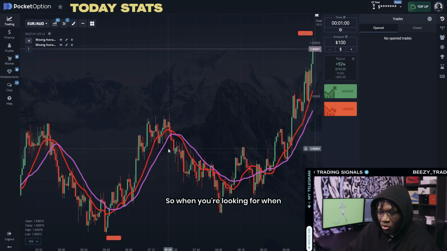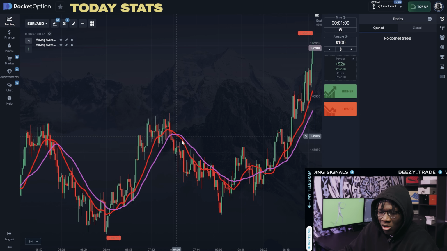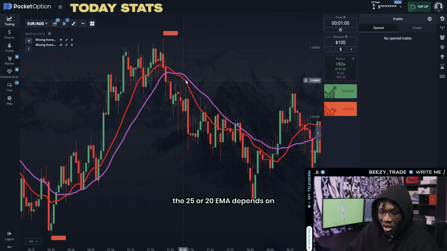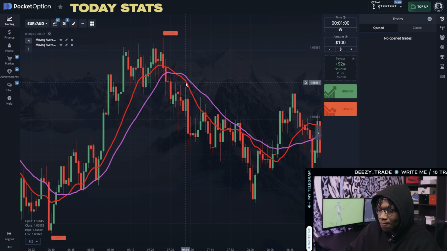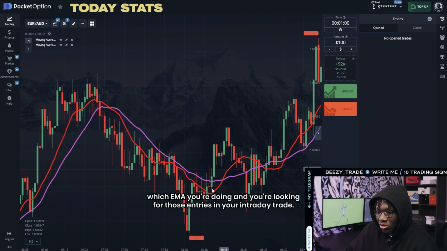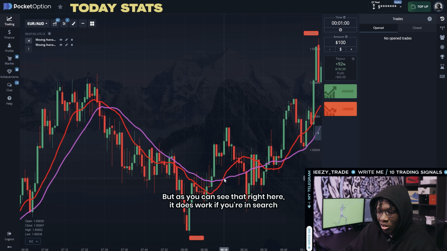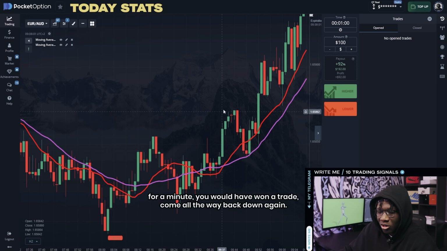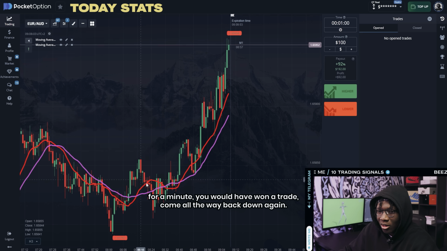When the 15 EMA crosses the 25 or 20 EMA, depending on which one you're using, you're looking for those entries and you enter the trade. As you can see right here, it does work. If you had entered a trade for a minute, you would have won a trade. But you can see it come all the way back down again.